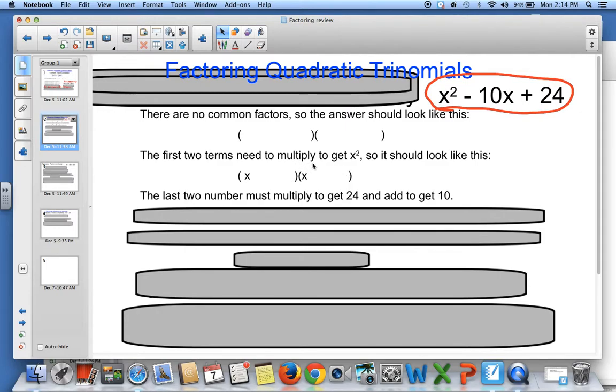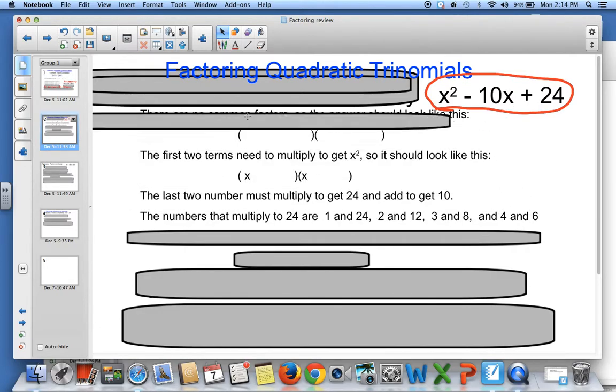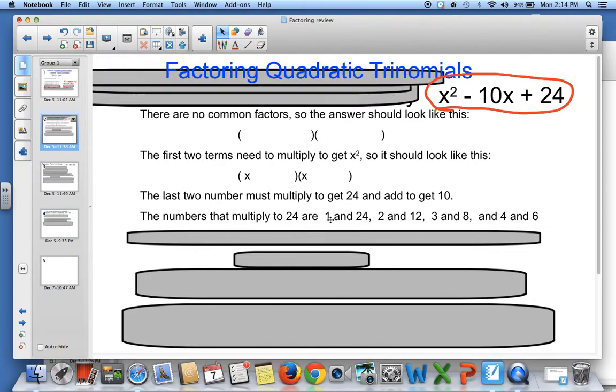So these two numbers have to multiply to get 24. And I wrote here that they have to add to get 10, and that's because this is a plus sign. So what I do then is I figure out what are the multiples of 24. So 1 times 24, 2 times 12, 3 times 8, 4 times 6. Those are the only ones we're going to look at.